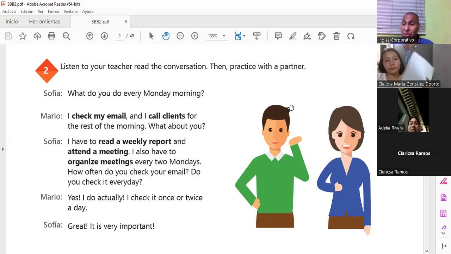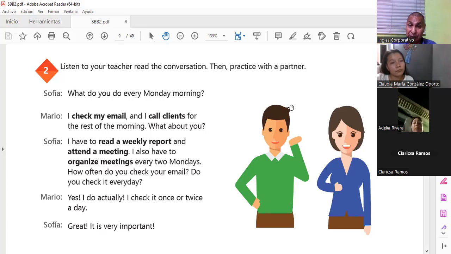Entonces en inglés, si nosotros decimos report, no es lo mismo que report, ¿sí? Report es una cosa y report es otra cosa. Entonces en este caso estamos hablando de un report, ¿ya? Agarre ese sonido, report. Entonces, cuando usted dice, I have to read a weekly report. Y la otra es important. It's important. Entonces, yes, great. It is very important.